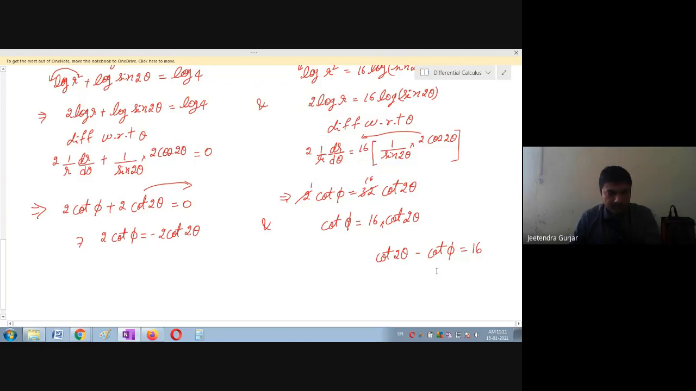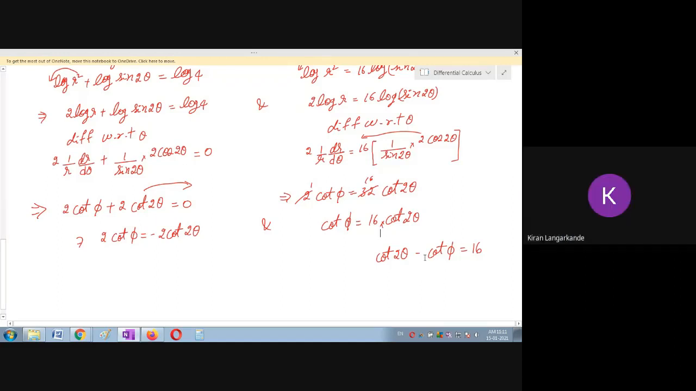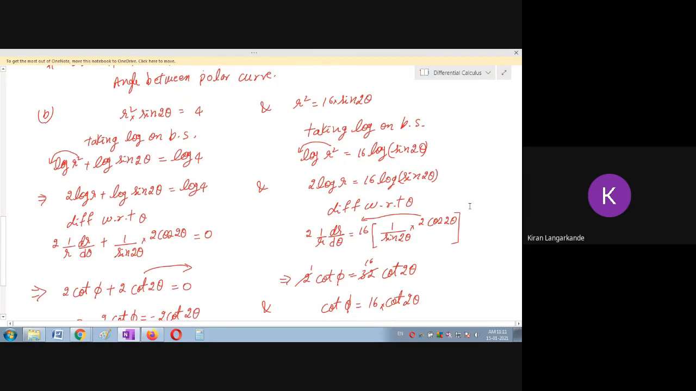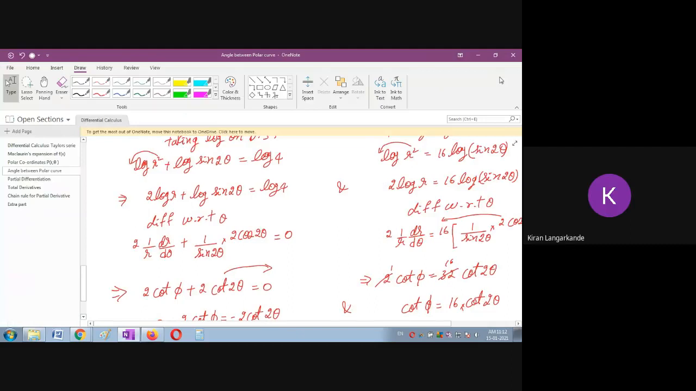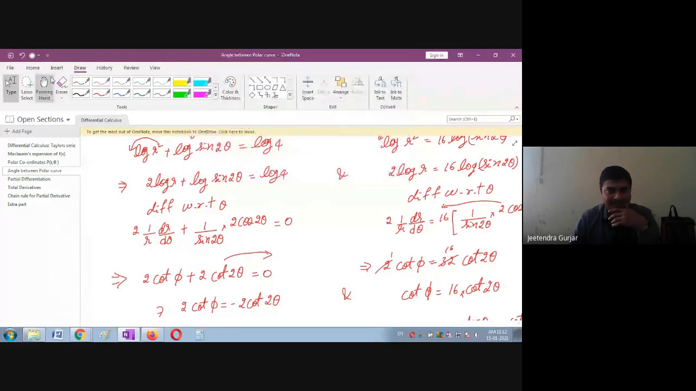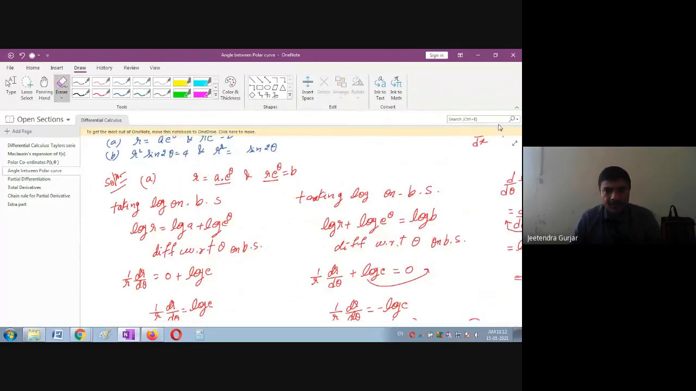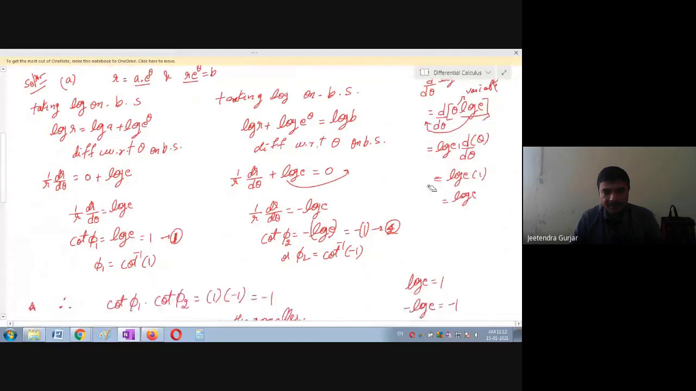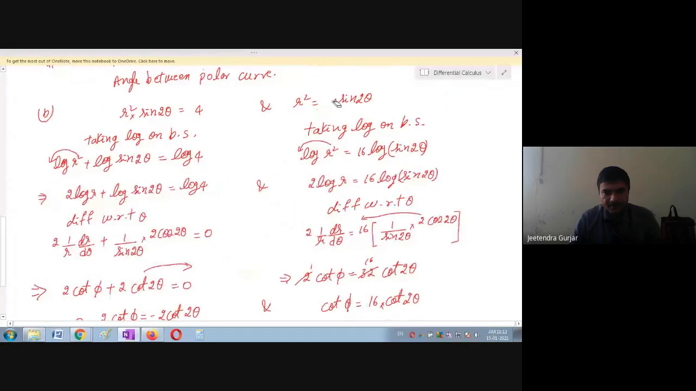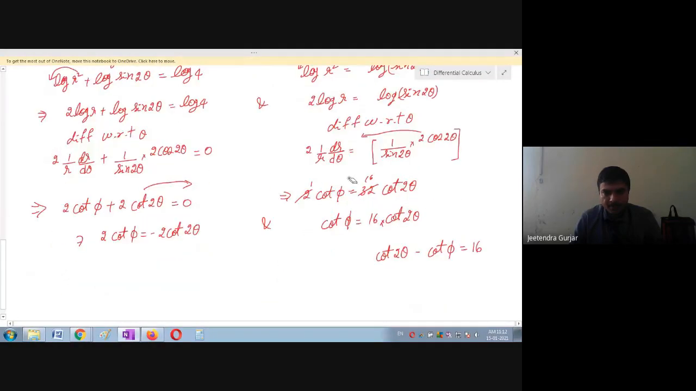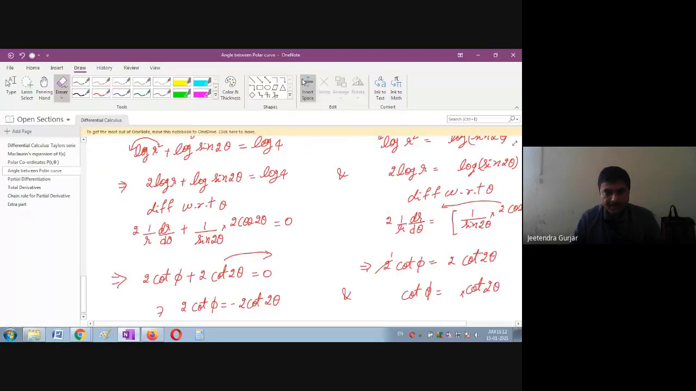Sir, in the starting we have to take log 16. So I think there must not be 16. So this is how you have to identify that the question must be wrong. You are right. Otherwise you cannot simplify further. So just remove the 16. I think now it is correct. Yes, please check.